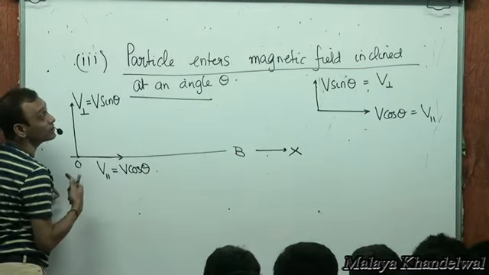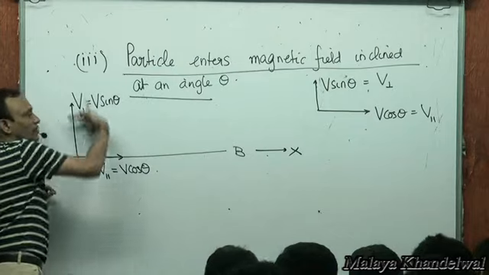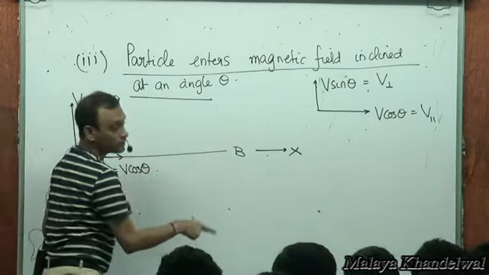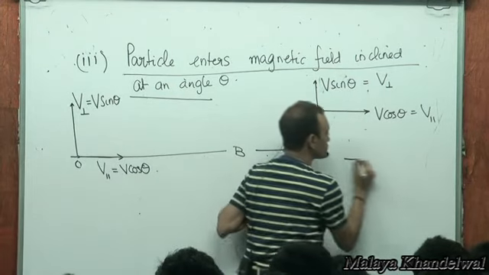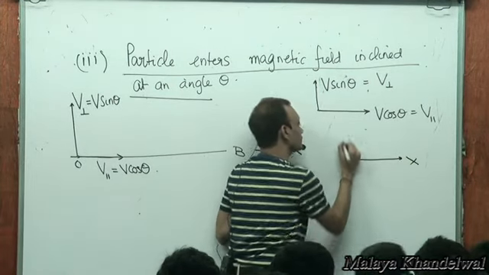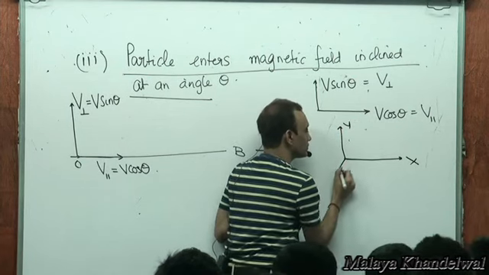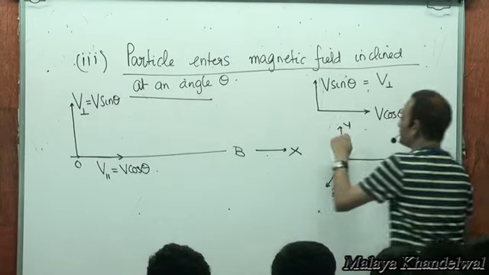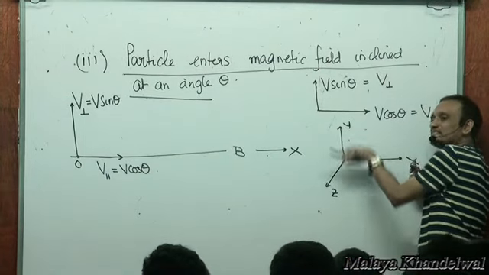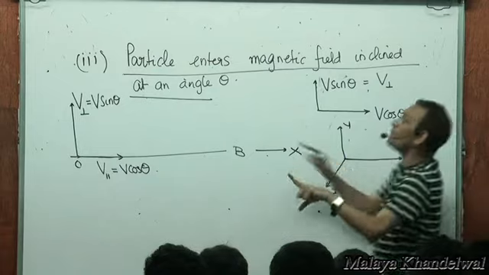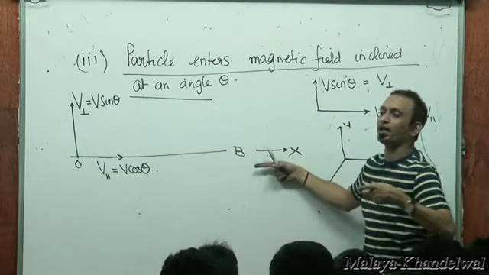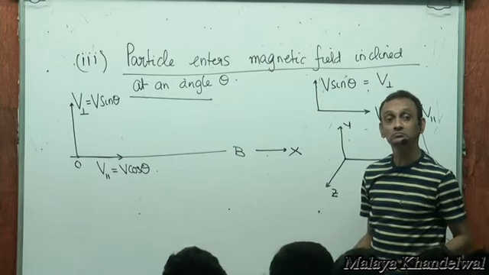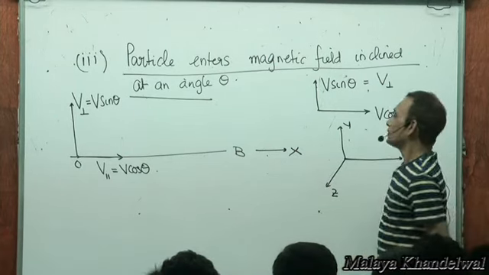then the plane of the circle will be the yz plane, because the yz plane is intercepted by the B lines normally, right? So say this was the x direction, y direction, z direction. B is in the x direction, then the plane of the circle will be the yz plane. The plane of the circle caused by the combination of v perpendicular and B would be the yz plane. Yes or no?